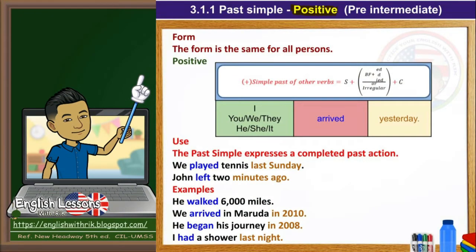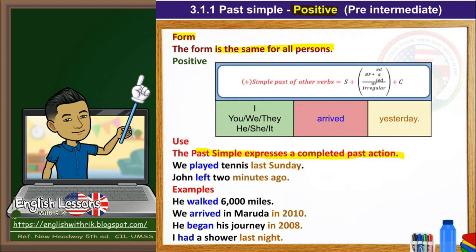Past simple. Form. The form is the same for all persons. Positive. I arrived yesterday. He arrived yesterday. They arrived yesterday. Use. The past simple expresses a completed past action.